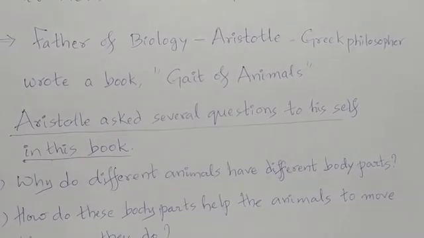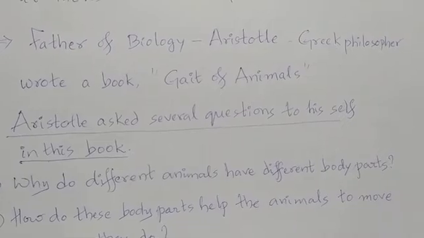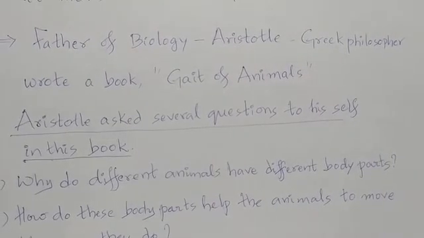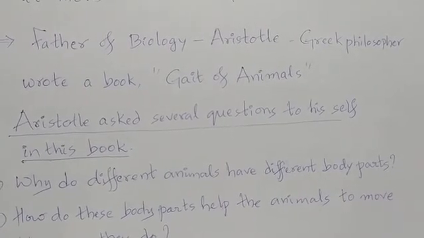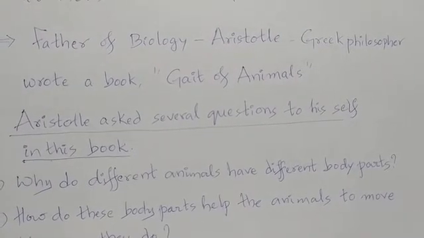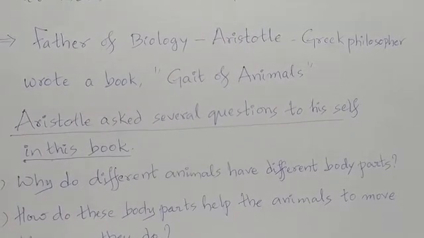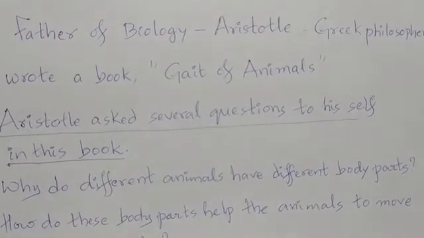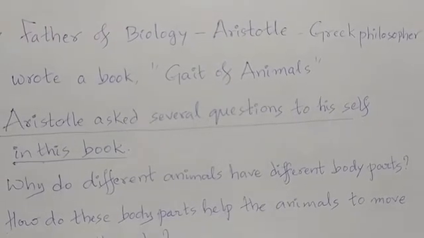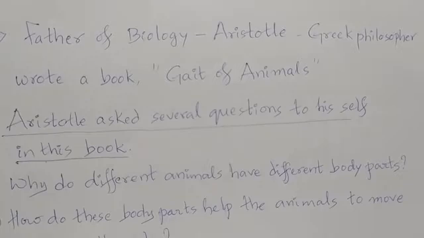Whether you have heard or not, Alexander, who thought of winning the entire world, who thought of becoming emperor of the entire world, had Aristotle as his master. This Aristotle wrote a book, namely Gait of Animals.